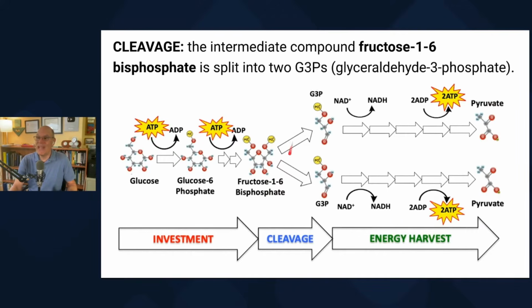That leads to the next phase, which is cleavage. A cleaver is a tool that's used to cut something in two. In cleavage, this intermediate compound, fructose 1,6-bisphosphate, is split into 2 G3Ps. That stands for glyceraldehyde 3-phosphate. The truth is that I'm simplifying a little bit, and one of these G3Ps is actually in a slightly different form, and there's an enzyme that converts it into G3P.